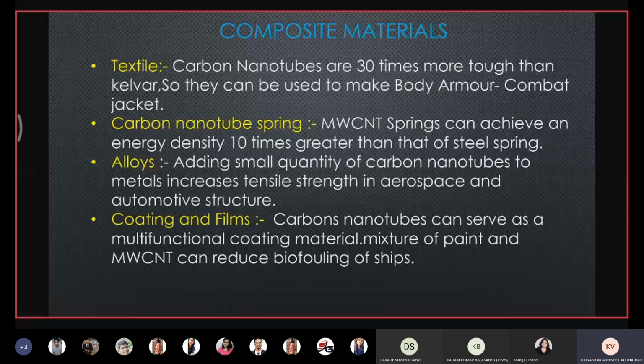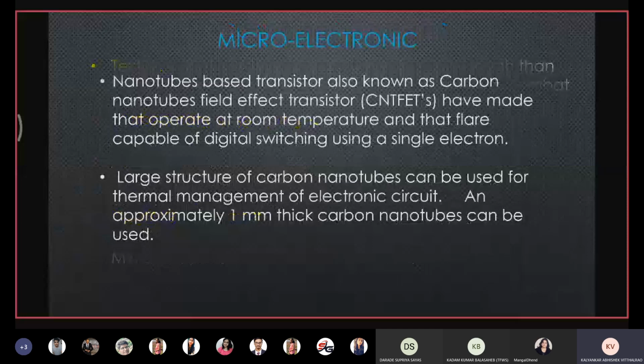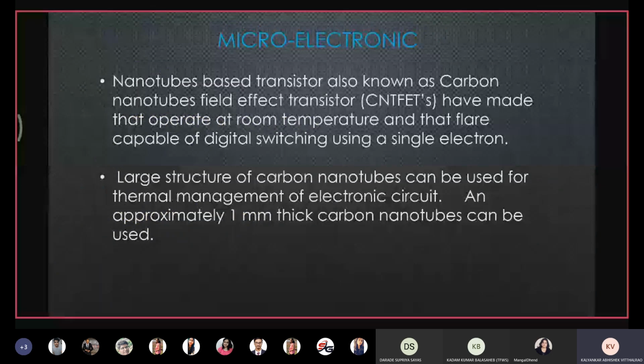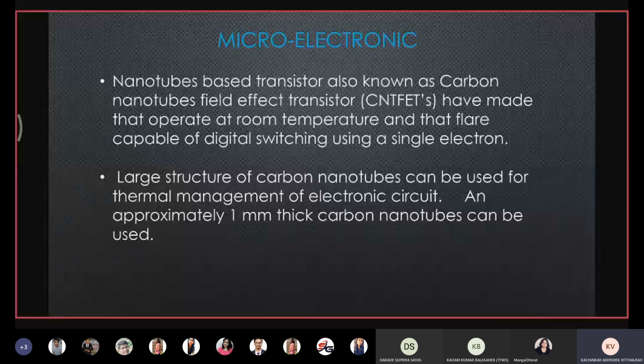Coatings and films. Carbon nanotubes can serve as a multifunctional coating material, a mixture of paint and multi-wall carbon nanotubes can reduce biofouling of ships. So it can reduce the corrosion of metal using the coating of carbon nanotubes. Macroelectronics. Nanotube based transistors, also known as carbon nanotube field effect transistors, CNTFETs, have been made that operate at room temperature and that are capable of digital switching using a single electron. Large structures of carbon nanotubes can be used for thermal management of electronic circuits, and an approximately 1 millimeter thick carbon nanotube can be used.